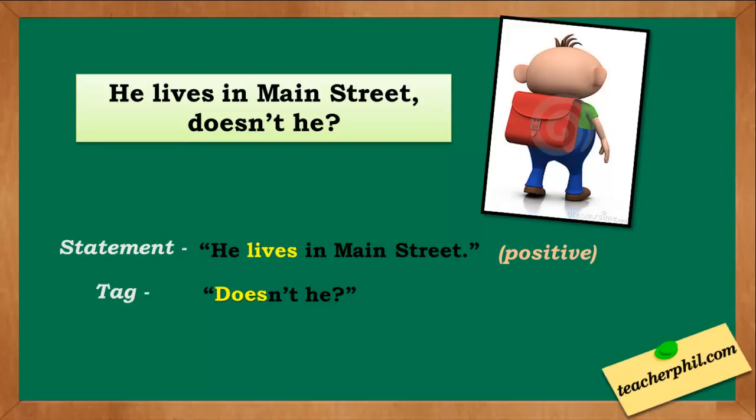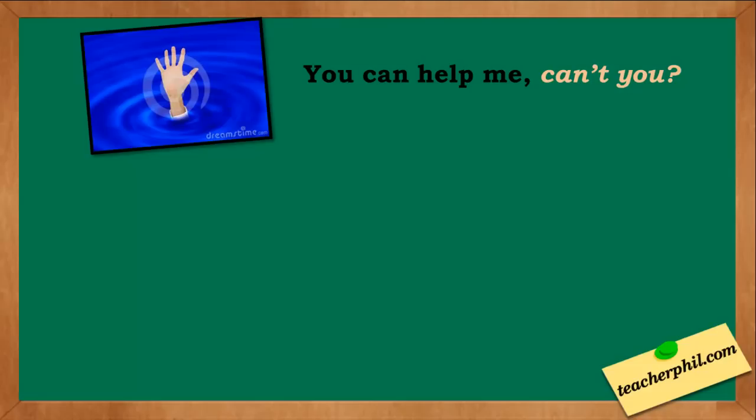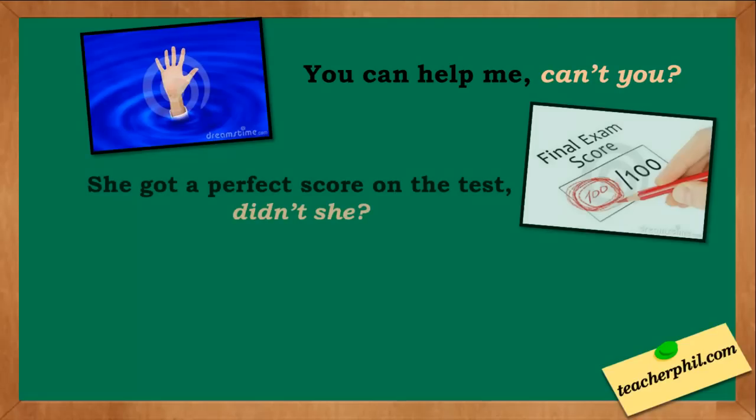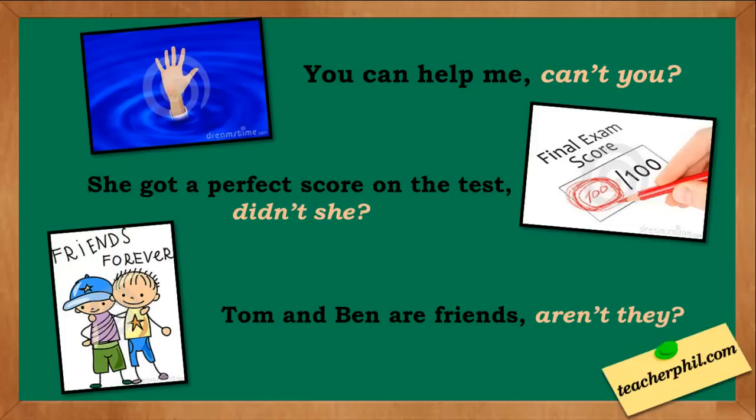Our statement is in the positive form. Therefore, a negative tag is needed. Doesn't. Some more examples. You can help me, can't you? She got a perfect score on the test, didn't she? Tom and Ben are friends, aren't they?